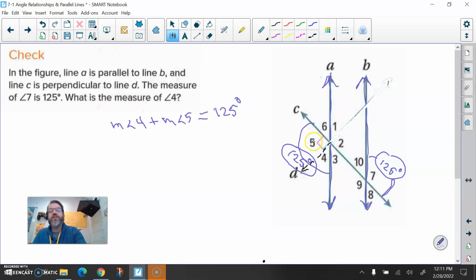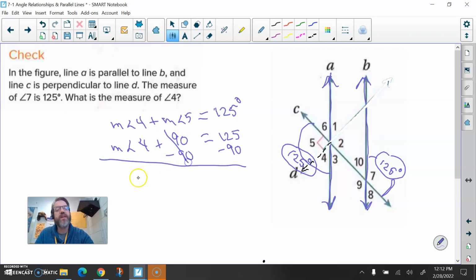And I also know the measurement of angle 5 is 90 degrees. See the right angle here? So the measurement of angle 4, if you add to that 90 degrees, it'll equal 125 degrees. So hopefully you can see now what I'm going to have to do to find the measurement of angle 4. We'll subtract 90 here as well as here. This cancels out. The measurement of angle 4 would have to be 35 degrees.